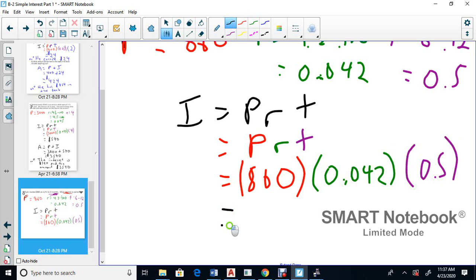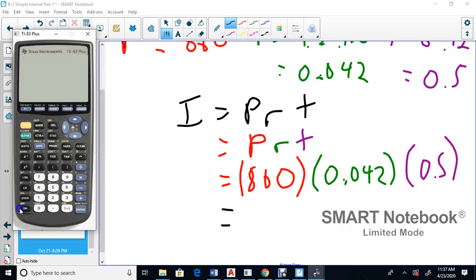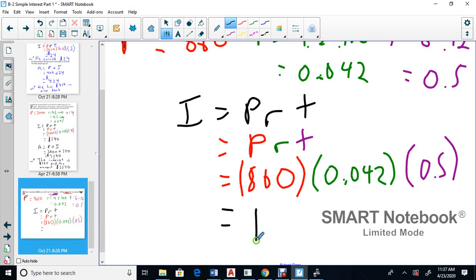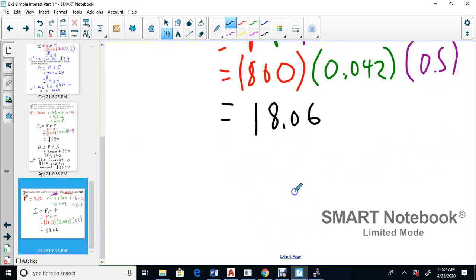So we go to our calculator. 860 times 0.042 times 0.5. Typed in correctly, 860 times 0.042 times 0.5. You get $18.06. So you want to keep two decimal places as money. And then you need a sentence.